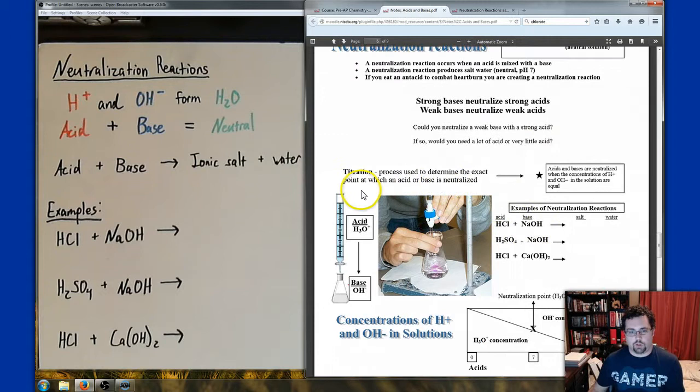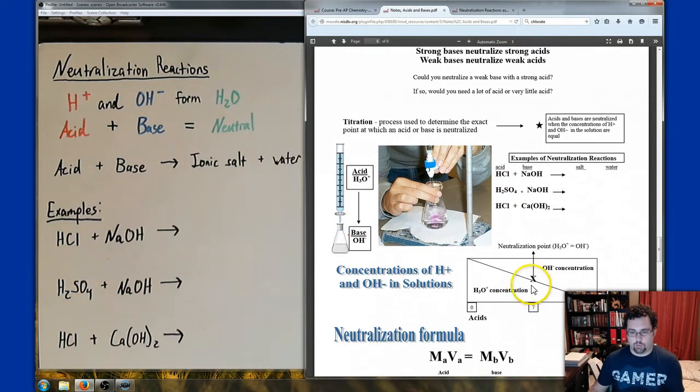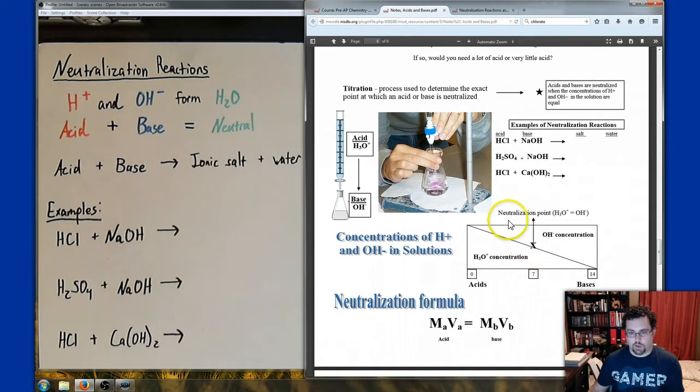We can do something called a titration in order to determine the exact point at which an acid or base is neutralized. So this guy here is performing a titration. He's slowly adding a weaker acid to the water, or to the base, and at the point where they become neutral, that's called the end point, or the neutralization point rather, and that is when the H3O+ concentration will equal the OH- concentration.